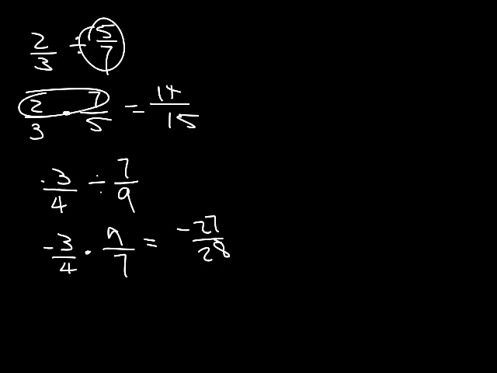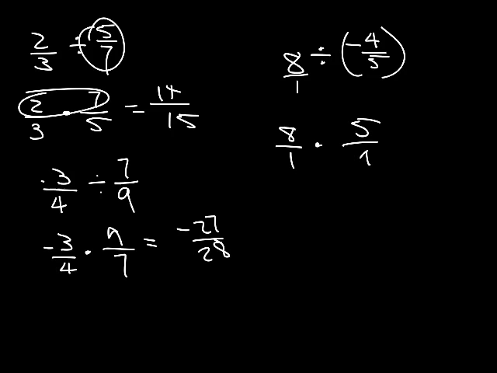Like that. Doesn't get any easier. If we have 8 and we're dividing it by negative 4/5, we make that into a fraction. So we write 8 over 1 times, and we're going to turn the 4/5 over, multiply, and we get negative 40, multiply, and we get 4.